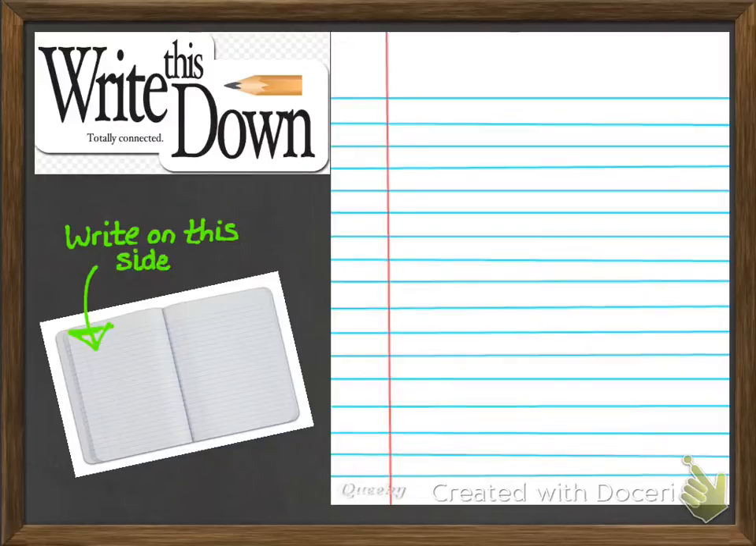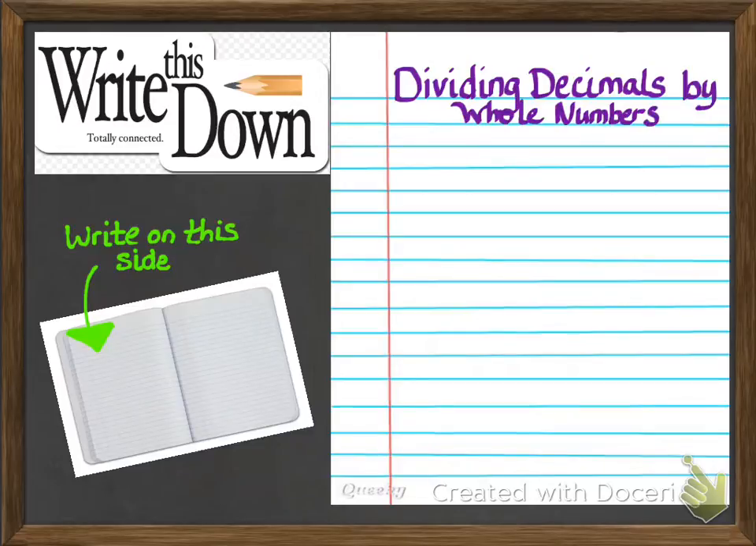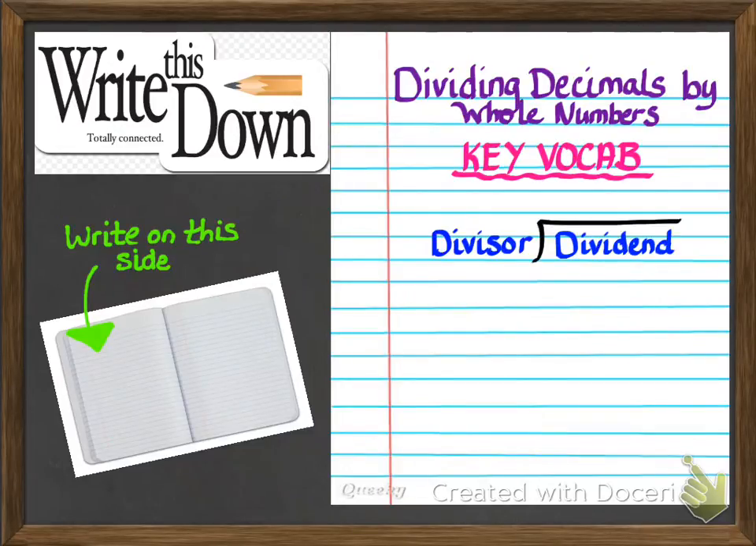So what we're going to do is go ahead and once again start on the left side of your notebook. So you want to open up your books to the first two sets of pages that are available. Go ahead and title your page Dividing Decimals by Whole Numbers.